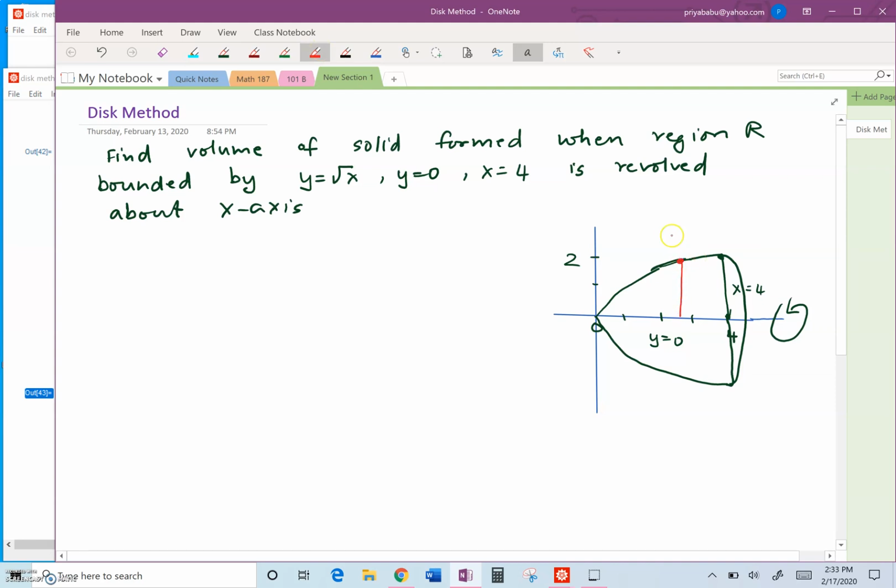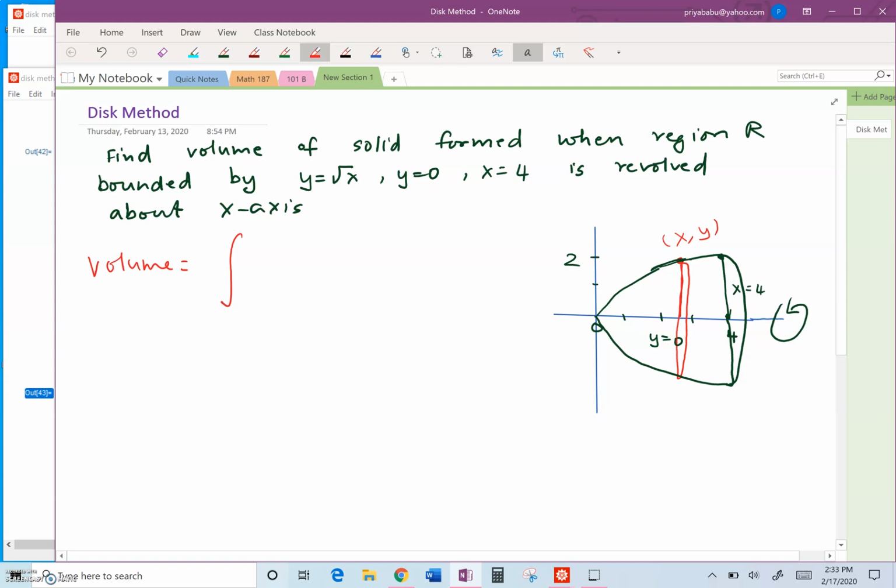In that, we're going to take a point x comma y. This point on the curve satisfies the equation y equals square root of x. Now this slice is a super thin slice which rotates to form a disk. So we're going to draw a disk. We want to visualize a disk, which is a very, very thin cylinder, and we're going to use that volume formula.